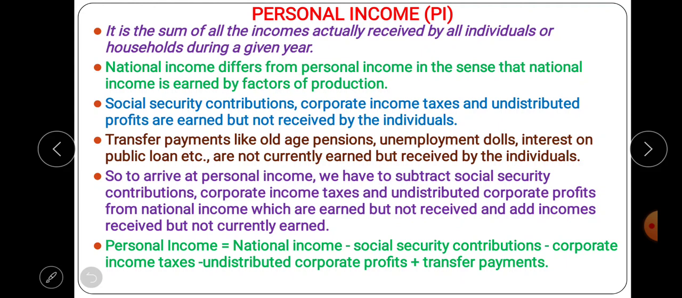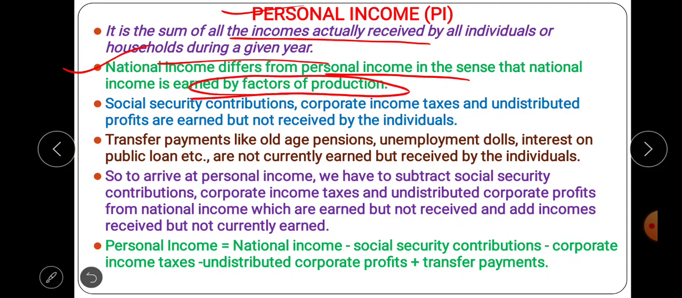Okay. So, then the next concept which is related to the personal income of the individual or household. Okay. So, this personal income is the sum of all the incomes actually received by all individuals or the households during a given year. Okay. So, this national income differs from the personal income in the sense that the national income is earned by factors of production.